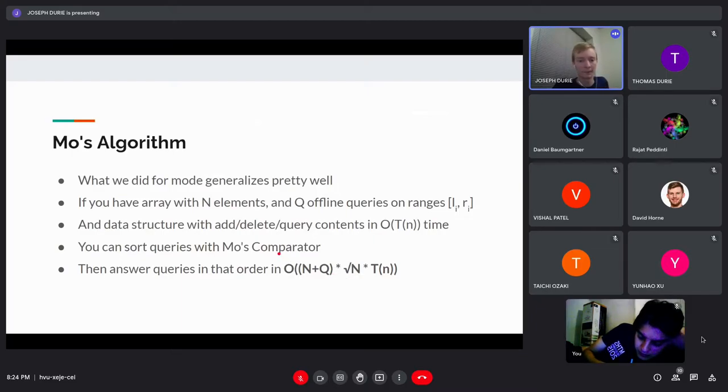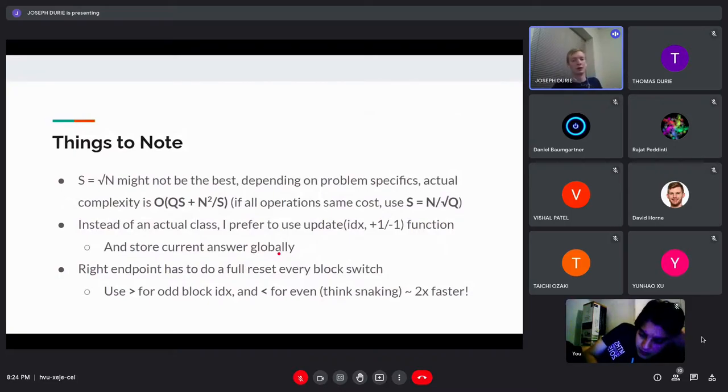Okay. So a few things to note. You might not always want to use a block size of square root n, depending on the specific problem. For the vast majority of problems I've seen, you do want to use square root n. But notice that the actual complexity here is going to be O of qs plus n squared over s. So usually what you're going to see is n equals q. And so if n equals q and all your operations are the same cost, so adding, deleting, and querying are all the same cost, which is going to happen in most of your problems, you're going to want to use s equals n over root q. And again, if n equals q, then that's just square root n.